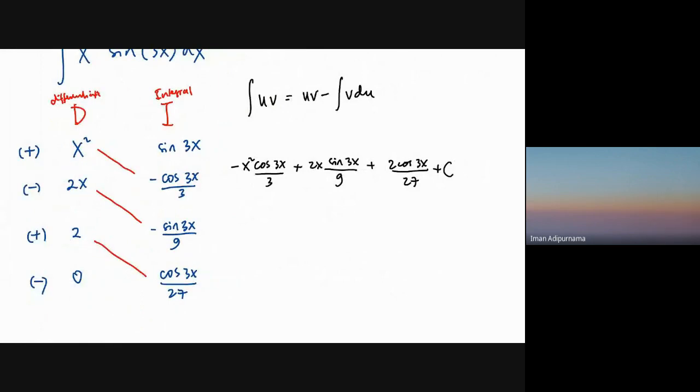Very easy, very simple. And even the previous one, the e^x sine x, you can also use this one. But you need to stop at some point, and then you need to rewrite and solve the equation. Okay? So it can be used in all integration by parts. It's called the DI method. Okay, hopefully this can help.